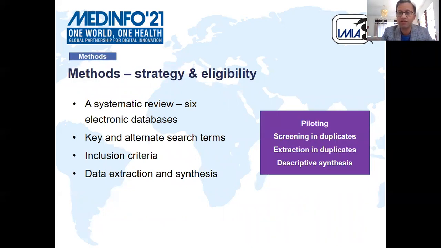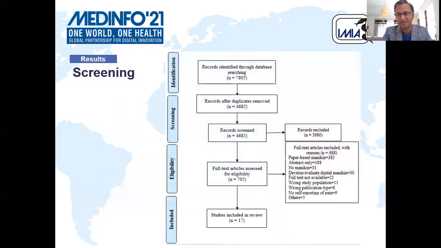For extraction and synthesis, we conducted a pilot run between 2 reviewers before we finalized our approach, and conducted screening and extraction in duplicate. After that, we synthesized them together and presented them as frequency and percentages. This is the result of screening. In total, we found 7,805 articles, of which the records we screened after deduplication were 4,685. About 3,980 articles were excluded for several reasons.